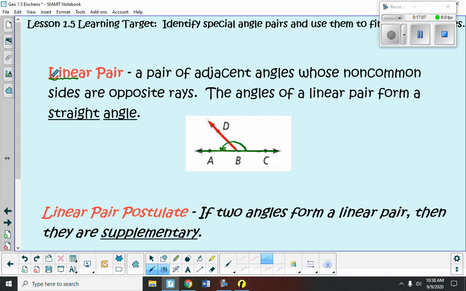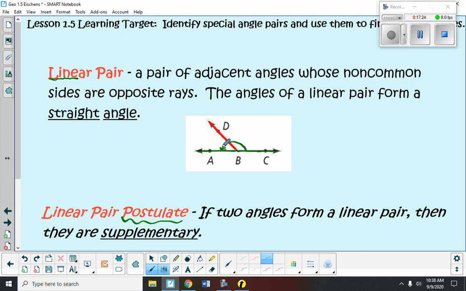All right, and now we have a postulate about a linear pair. If two angles form a linear pair, then they are supplementary. Because if the two angles form a line, which is 180 degrees, that means the two angles add up to 180.